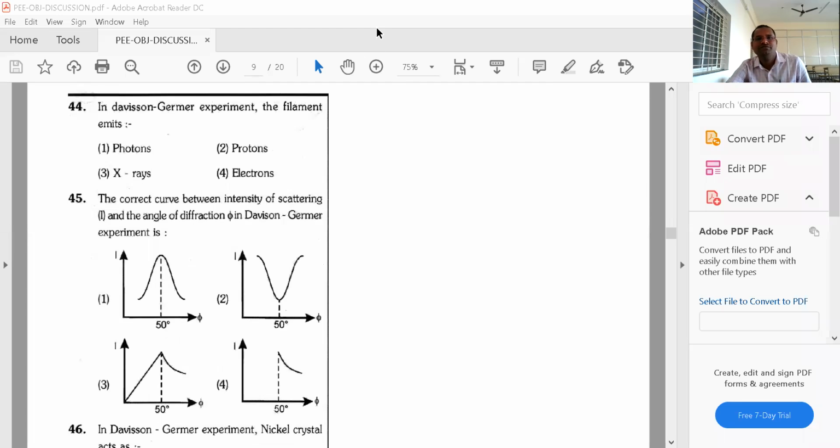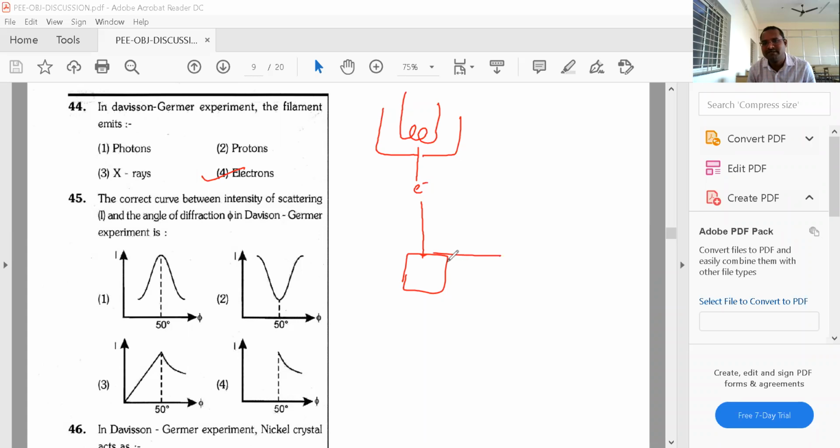What have they given? In the Davisson and Germer experiment, the filament emits what? The filament emits electrons. I told you that one electron gun will be there like this, and a small hole will be there, and a nickel crystal will be there. These electrons hit the nickel crystal and scatter in all directions like this. One rotating frame will be there, as I explained earlier. This rotating frame will rotate like this and collect the scattered electrons at different angles.